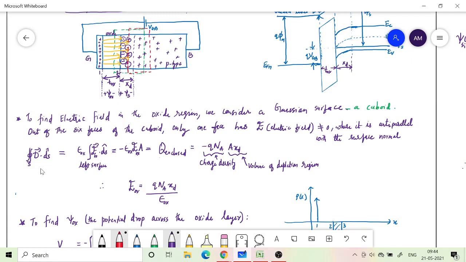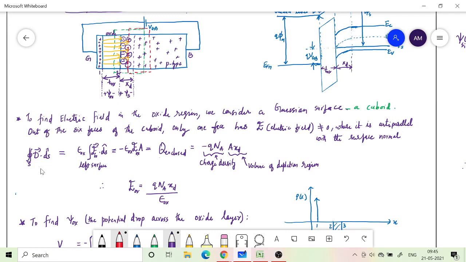So if you take any closed surface, and then you take the flux density and integrate over the entire surface, that will give you the amount of charge which is going to be enclosed by that surface. So that's basically the statement of Gauss law in integral form. Okay, we only require the integral form here. So if I apply that, D means it is epsilon E, and epsilon is different in different regions.